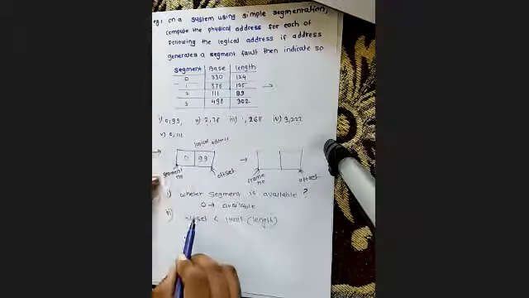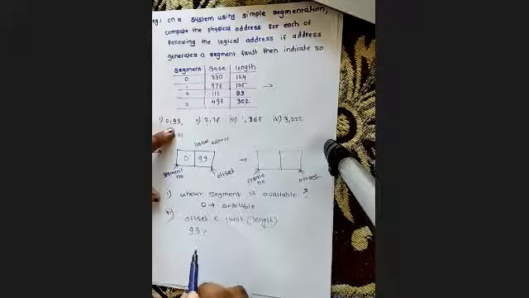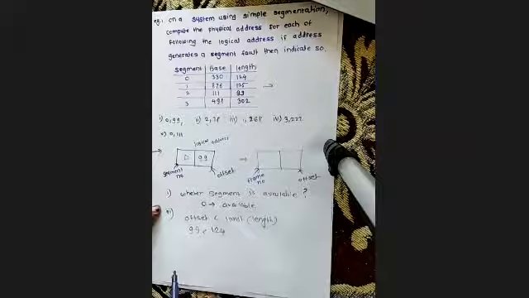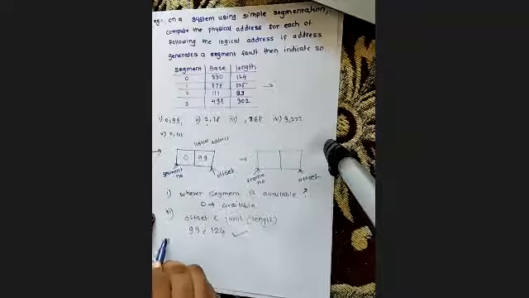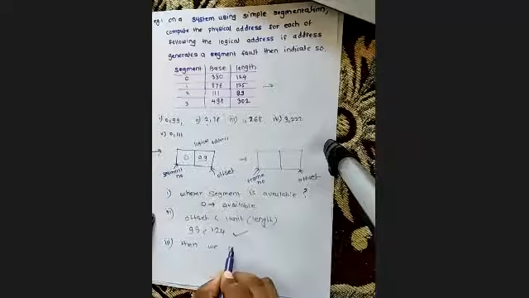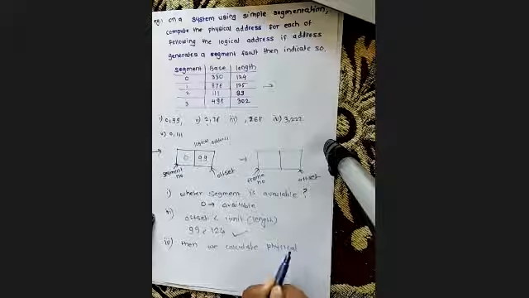Now here the offset given is the offset which is given by the CPU in the logical address, right? 99. Less than, what is the length of the segment? Limit क्या है? 124. This condition becomes true. अगर ये condition true है, if the offset is less than the limit, then we can calculate the physical address.